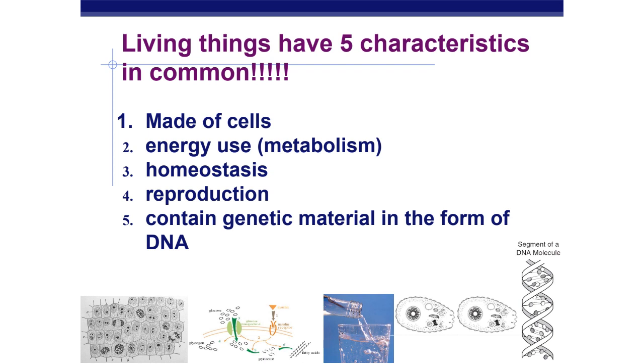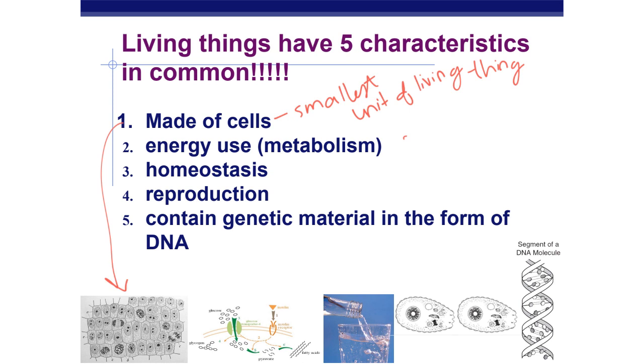One of the first characteristics of living things is that they need to be made up of cells. If you'll remember, cells are the smallest unit of living things. So anything smaller than that, like the organelles of the cell, they are not considered living. So they have to be made up of cells.